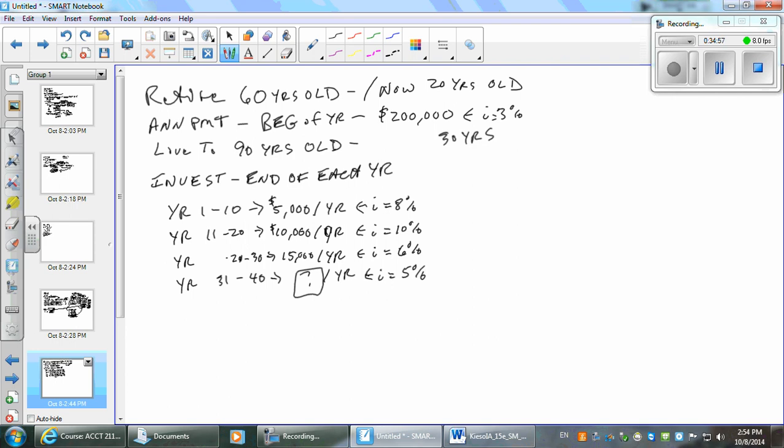You're going to have to get a future value of the first 10 years at 8%, and then compound it at 10% for 10 years, and then compound it at 6% for 10 years, and then compound it at 5% for 10 years. Right? Okay, and then you'll know what that one's going to do. So go ahead and do it. Do those first three groups, the first 10 years, second 10 years, third 10 years.